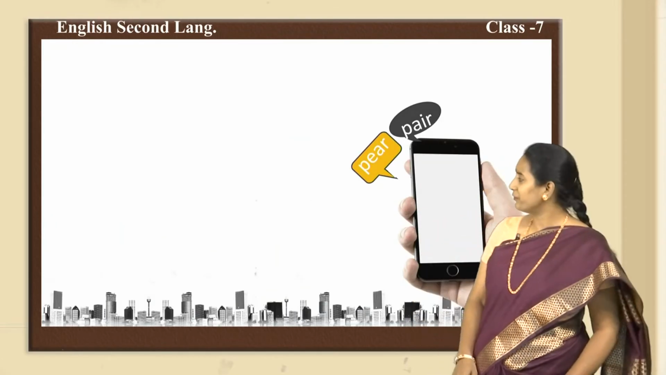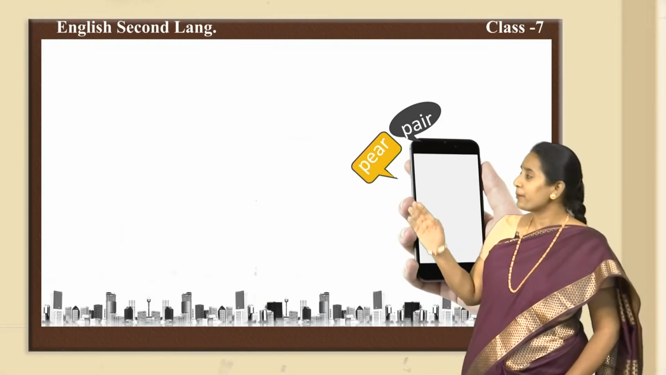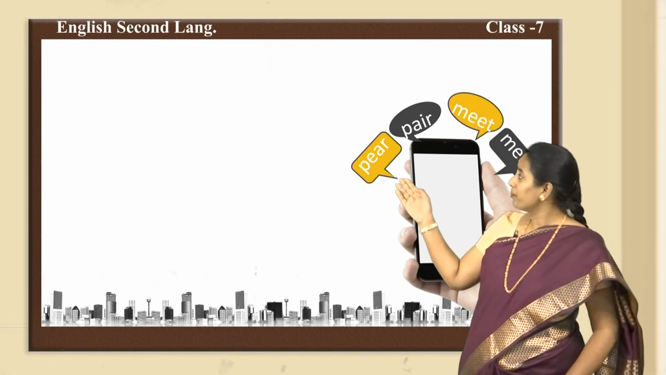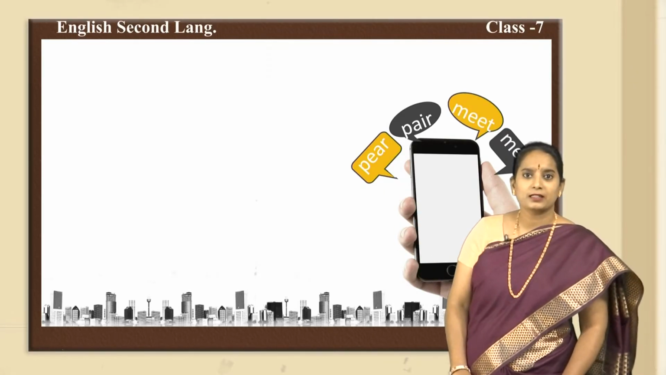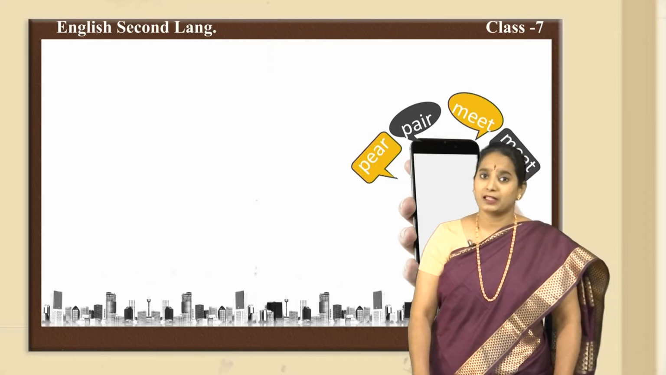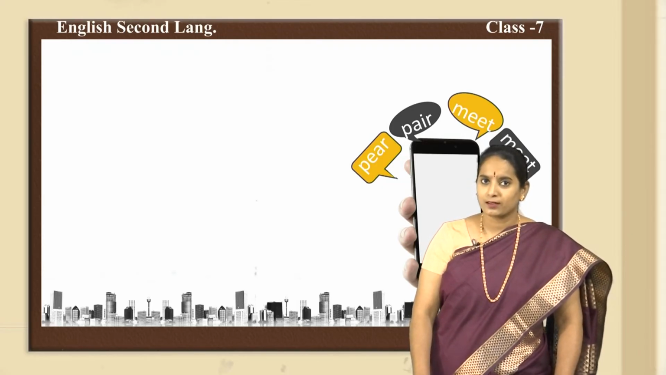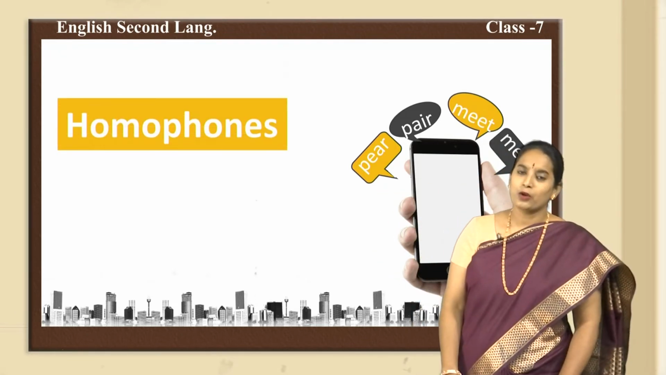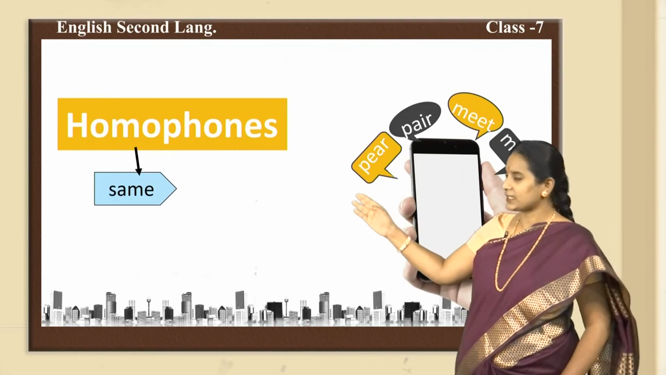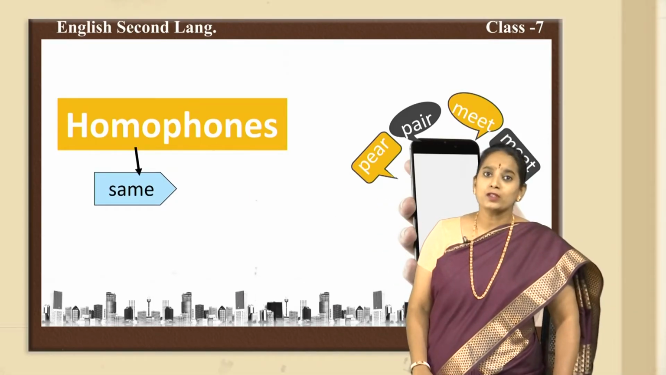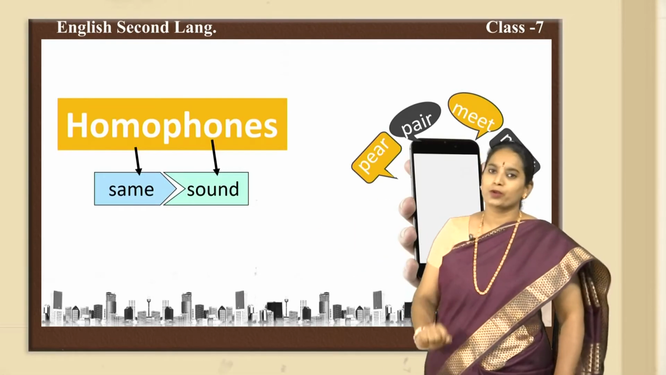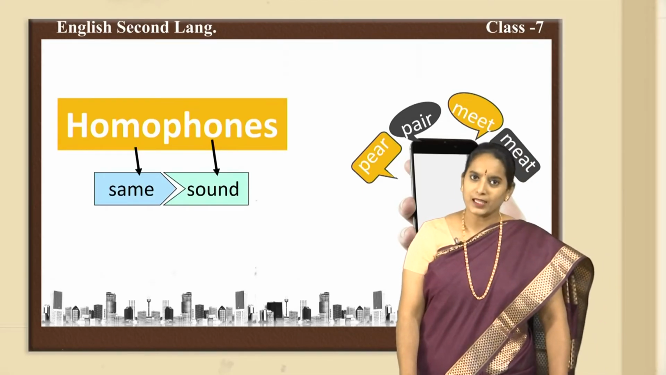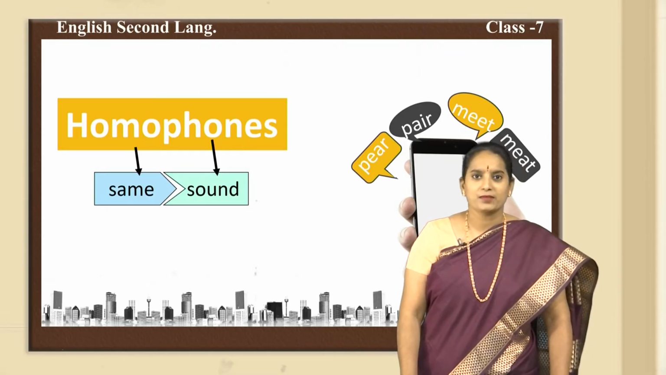What do we have here? We have few words here. Pair and pair. Meet and meet. Does anything come to your mind by listening to these words? Our next topic is homophones. Homo means same and phones means sound. So, our today's topic is homophones, meaning words with same sounds.